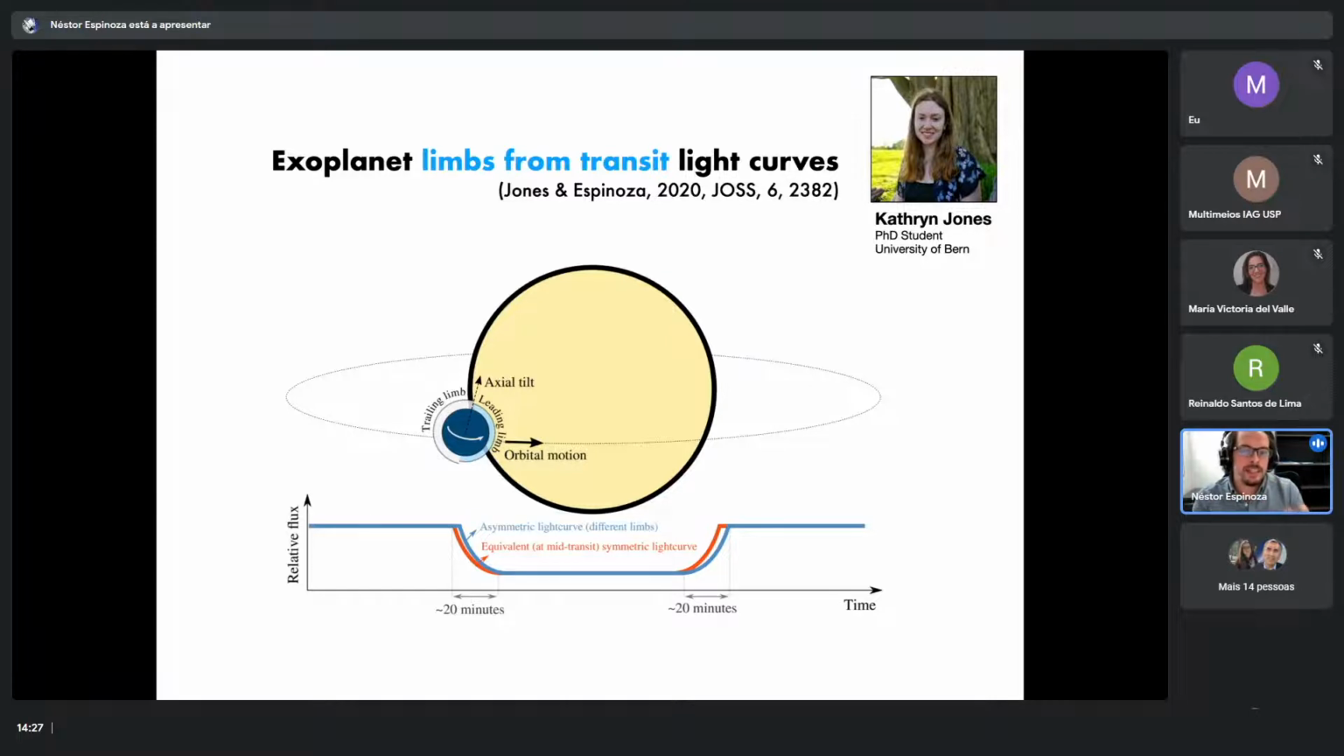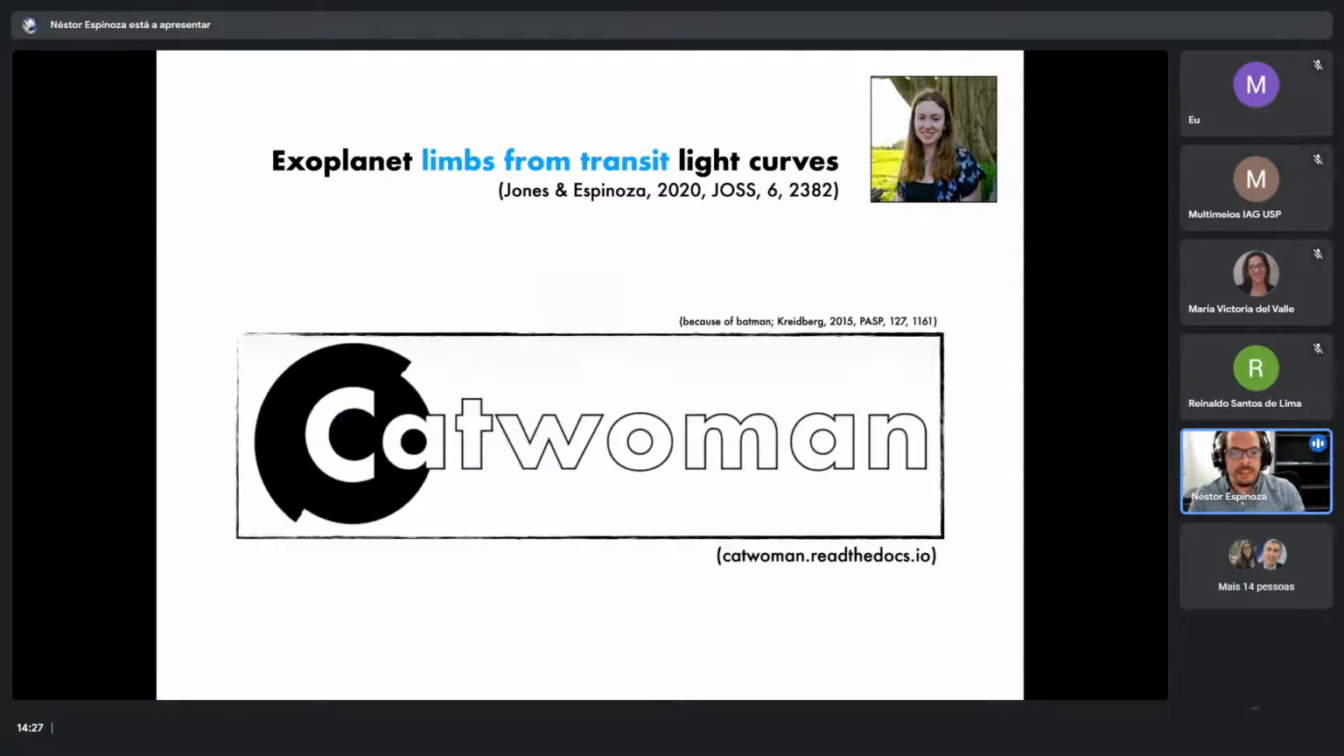So the main idea is that you can have not only the evening and morning terminators that have different sizes, but that could actually be rotated as well. Because one thing is the orbital motion, but the planet might have its own axial tilt. In fact, our own planet has an axial tilt. So we wanted to create a software that could model light curves that are asymmetric and tilted. And that led to Catwoman. So this is the software that we created.